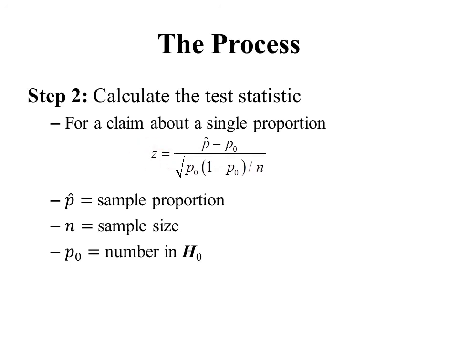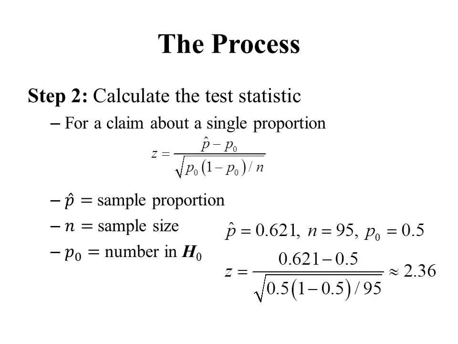Now in section 5.2, we're going to talk more about where this formula comes from and what it all means. So for right now, we'll just take this for granted. And so in this particular example, we have these numbers here. P hat is 0.621. Again, that was our sample proportion that came from the data. n was our sample size of 95. p naught is the number used in the null hypothesis, which is 0.5 in this case. So I plug the numbers into our formula, do that arithmetic, and we get our test statistic of 2.36.